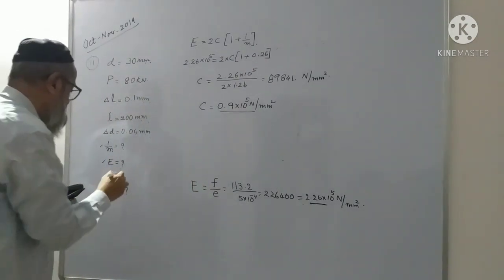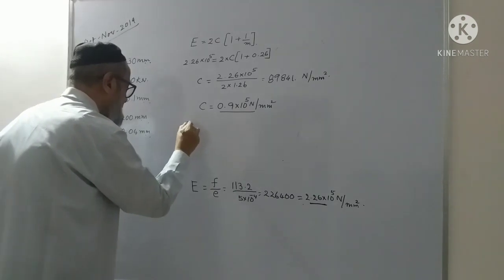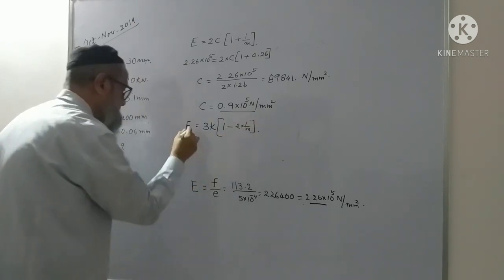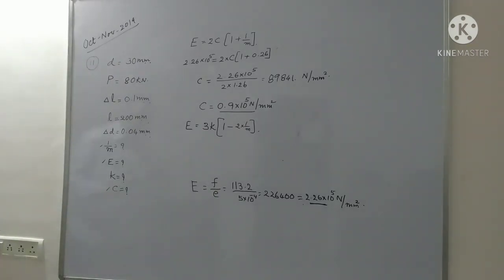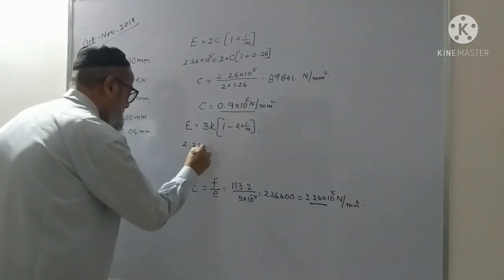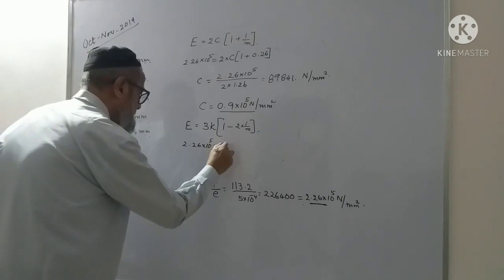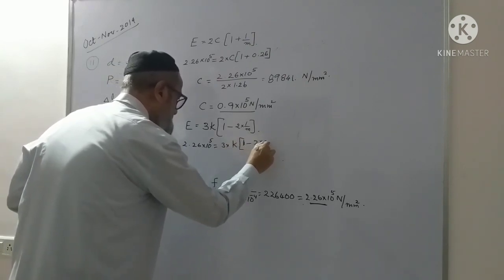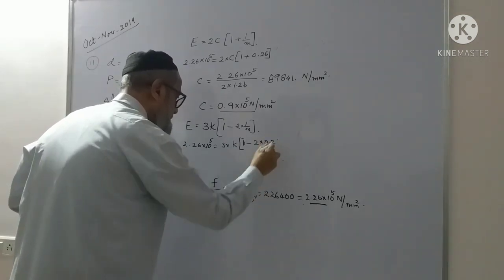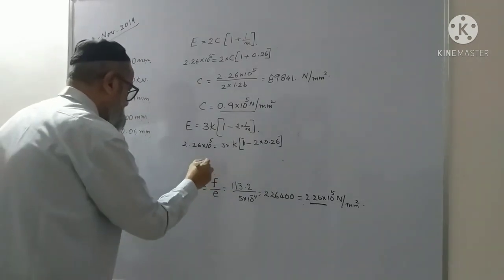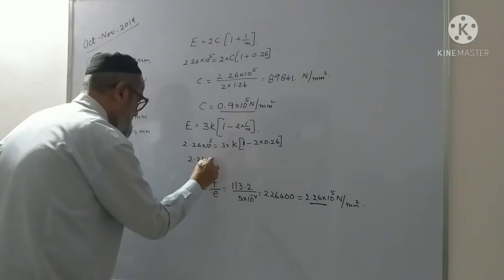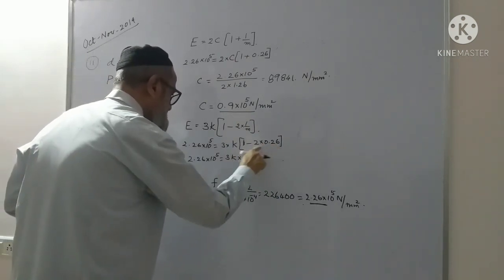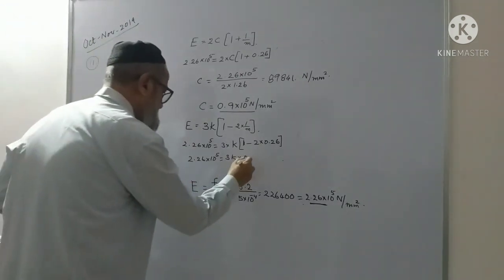Next, you have to get K. For K, you can use this relationship: E is equal to 3K into 1 minus 2 into 1 by m. This is the formula which connects Young's modulus, bulk modulus, and Poisson's ratio. So 2.26 into 10 to the power of 5 is equal to 3K into 1 minus 2 into 0.26. 0.26 into 2 is 0.52, and 1 minus 0.52 is 0.48.